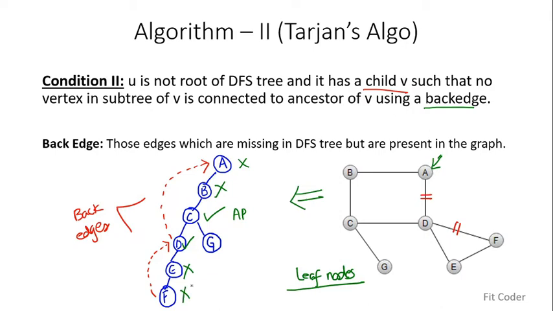F is a leaf node, it cannot be an articulation point. G cannot be an articulation point. So the articulation points in this graph are C and D. By this method, we can find the articulation points in a graph.